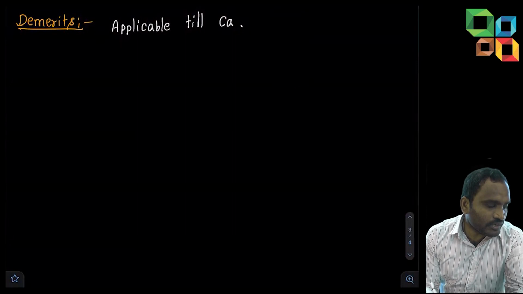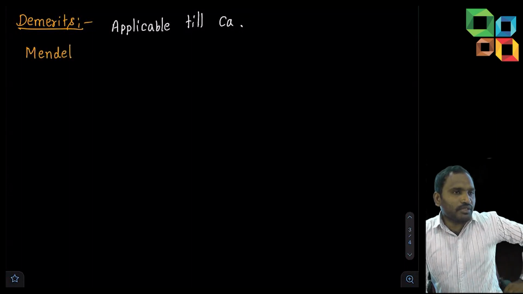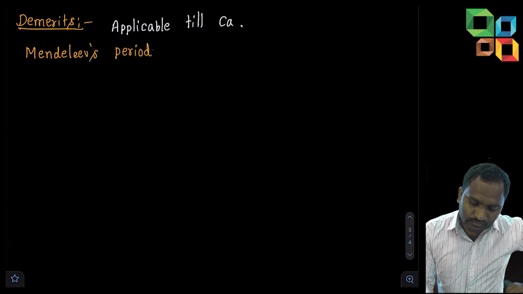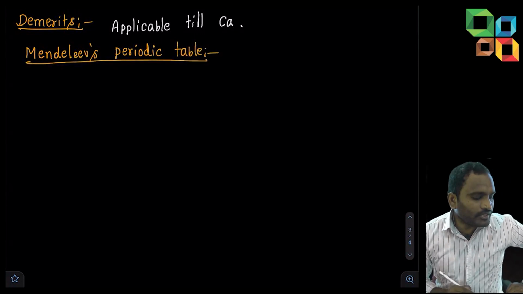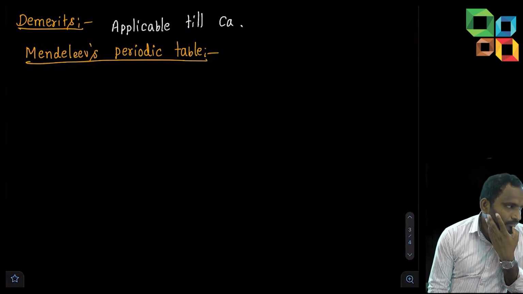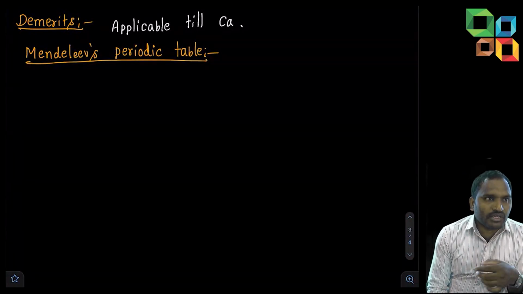Next one, Mendeleev's periodic table. What is Mendeleev's periodic table? Periodic law.